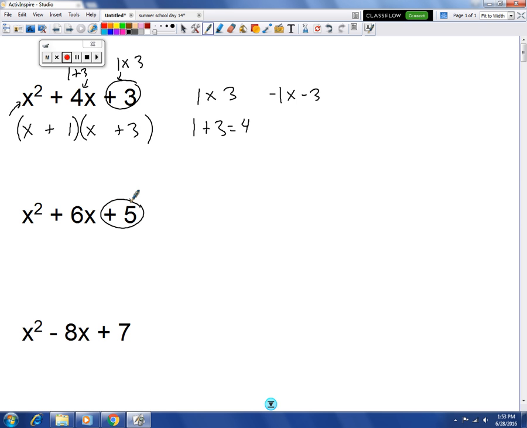Our last term is a 5. So I can multiply 1 times 5. I could also have multiplied a negative 1 times a negative 5. But when I add a positive 1 and a positive 5, I get a 6. So here, 1 times 5 is 5, and 1 plus 5 is 6. So I know my factors are the 1 and the 5: x plus 1, x plus 5. All right, let's go down to the next one.